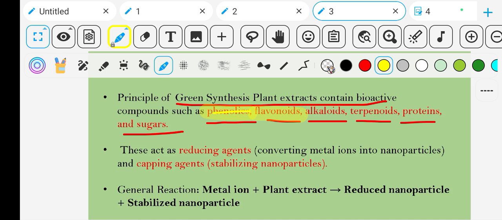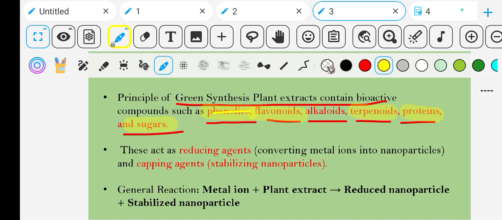Their hydroxyl groups, the OH groups, oxidize into quinones while transferring electrons to the metal ions. If we talk about terpenoids, then these are water insoluble or fat soluble compounds. They basically provide both reducing power and structural capping. And if we talk about proteins and sugars, then proteins have the functional groups of amino acids like the amine group, so they can bind to metal ions. They can act as excellent capping agents to stabilize the nanoparticle structure.